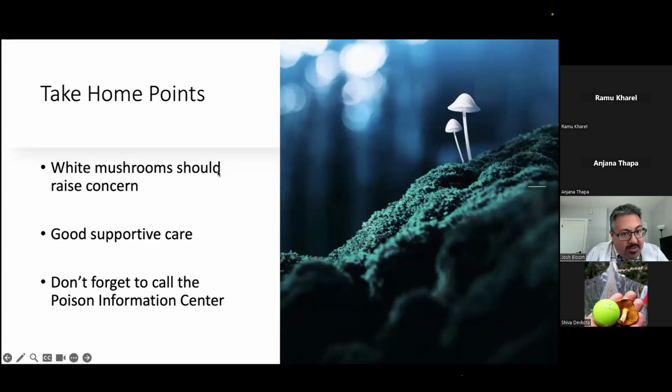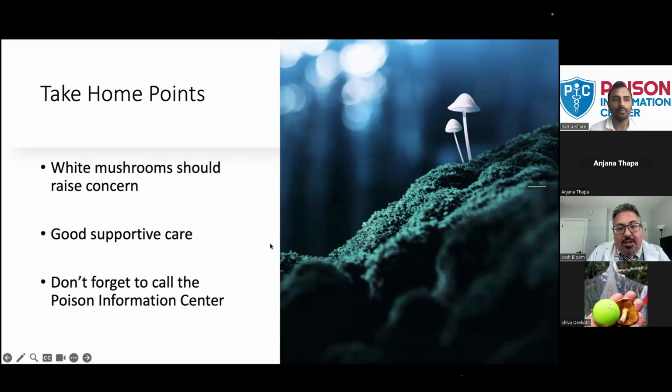So just take home points I want you to remember. You should have some concerns about white mushrooms, all right? Because that should make you think of the Amanita genus and amatoxins and potential liver toxicity, and that can be delayed toxicity that might require observation in the hospital. Most patients will benefit from good supportive care, and many will not need more than that. And finally, please remember to call the Poison Information Center whenever you have a patient, or a case with a concerning mushroom exposure. They can help you think about the treatment for these cases and potentially work on identifying the mushroom.